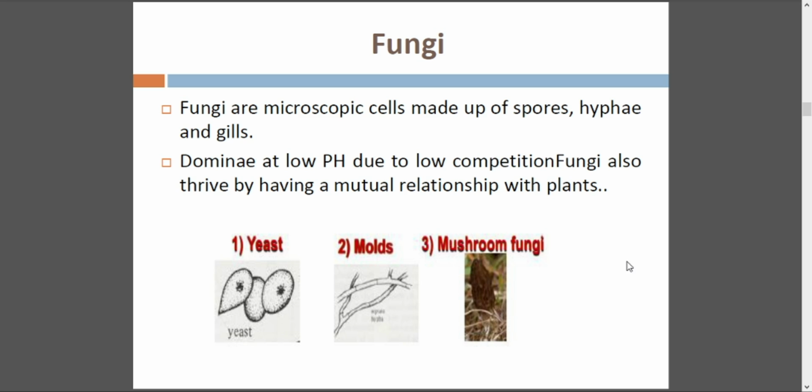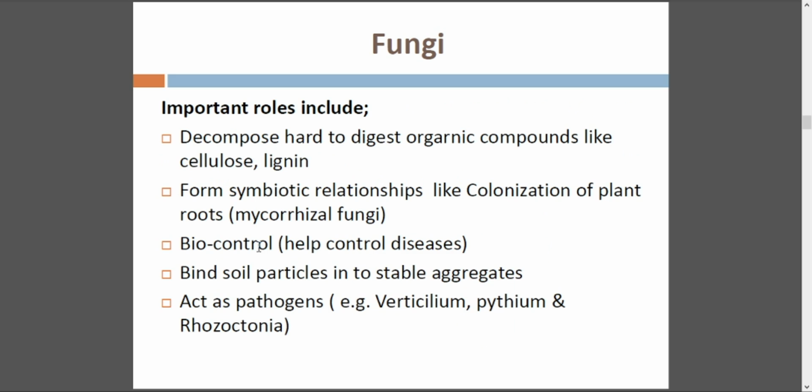The roles of fungi include decomposing hard to digest organic compounds like cellulose and lignin. They also form symbiotic relationships with plants, for example the mycorrhizal fungi. The fungi can also be used for biocontrol, especially for control of specific diseases in plants. Fungi also bind soil particles together in order to form stable aggregates, and then they also act as pathogens.